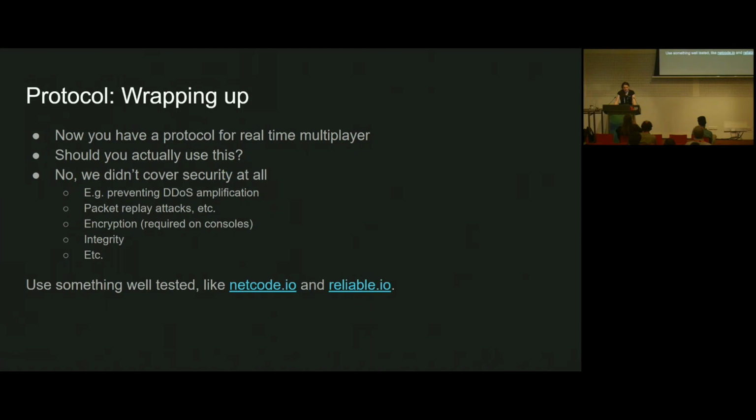We also didn't talk about packet replay attacks or the encryption that's required on consoles. For the underlying protocol, I recommend that you at least implement it once so you understand how it works on a fundamental level and what decisions and trade-offs it's making. But for your actual production game, use something that's really well tested and has been used in AAA games, like Netcode.io and Reliable.io.